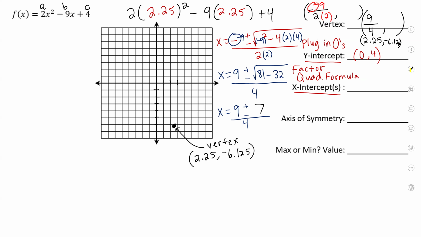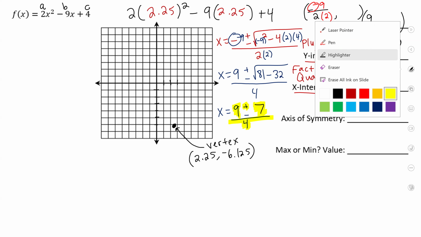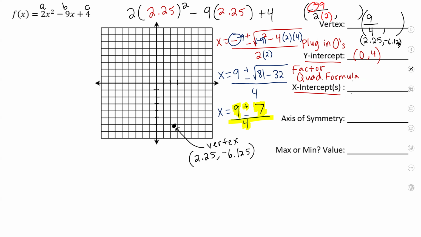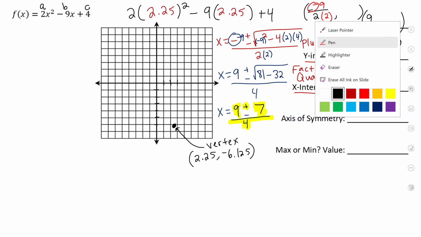Okay, so those are my 2 answers. Let me highlight it for you. Think about what is 9 plus 7. Can someone tell me that? 16 divided by 4. 4, so that's one of my answers. One of my x-intercepts is 4, so I'll put 4, 0. And I'm going to have a second one.